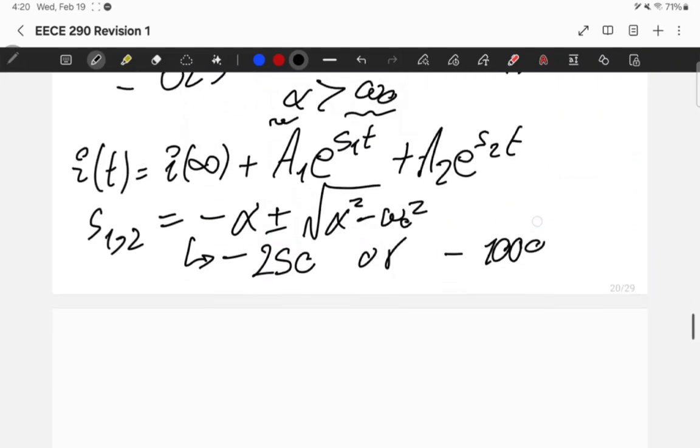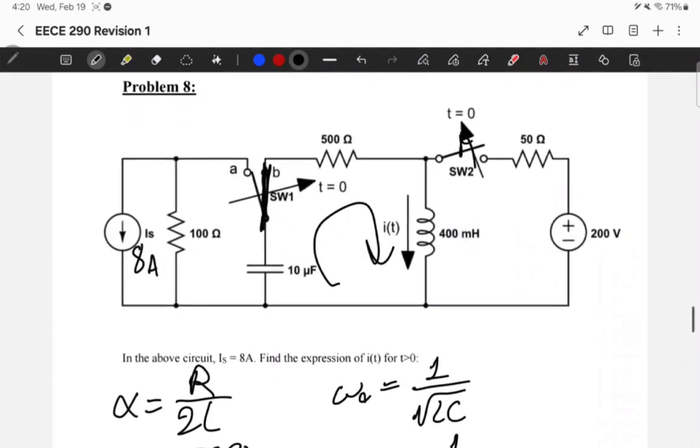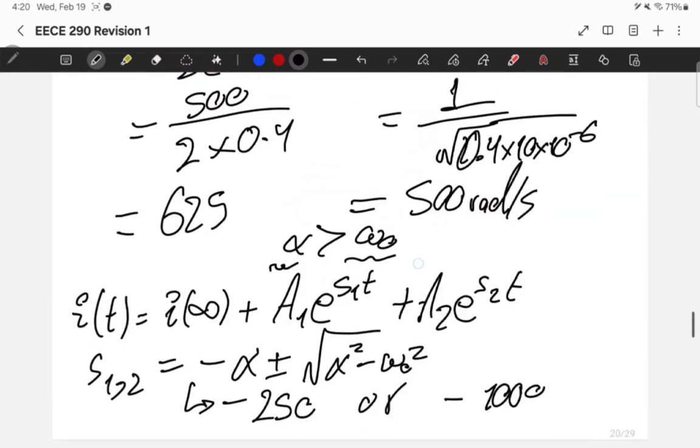This is S1 and S2. Now, let me get I at infinity. At time equals 0 plus, I do the switching, and I notice that after the switching, I don't have the source giving anything to my circuit. So essentially my signal will die out, and at infinity nothing will remain. So I at infinity is equal to 0.